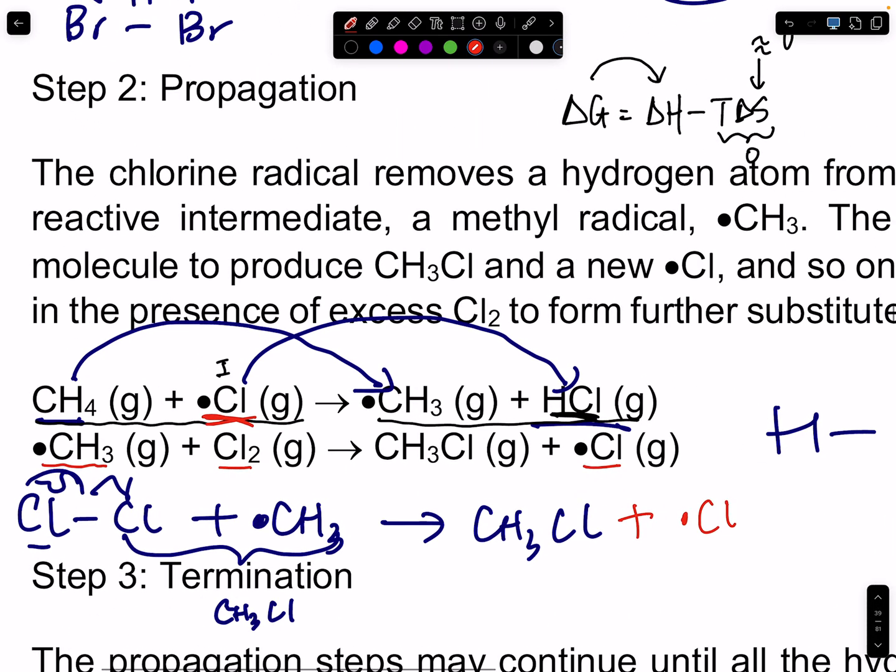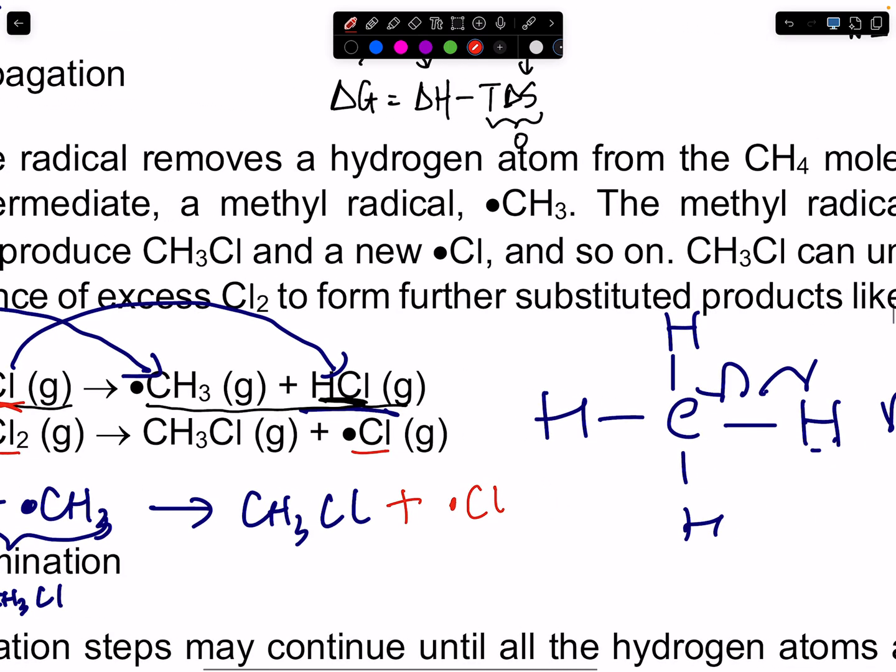Let me talk about propagation first. In the propagation step, a radical collides with a molecule, and the molecule will turn into a radical. So let's take a look at what exactly happens.